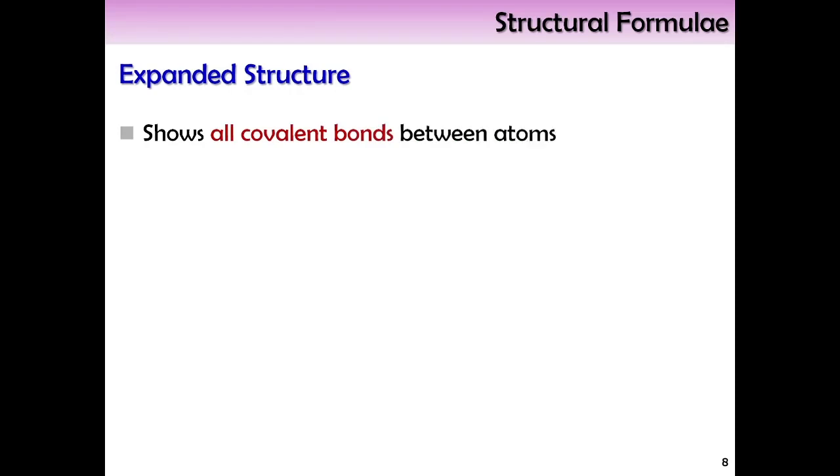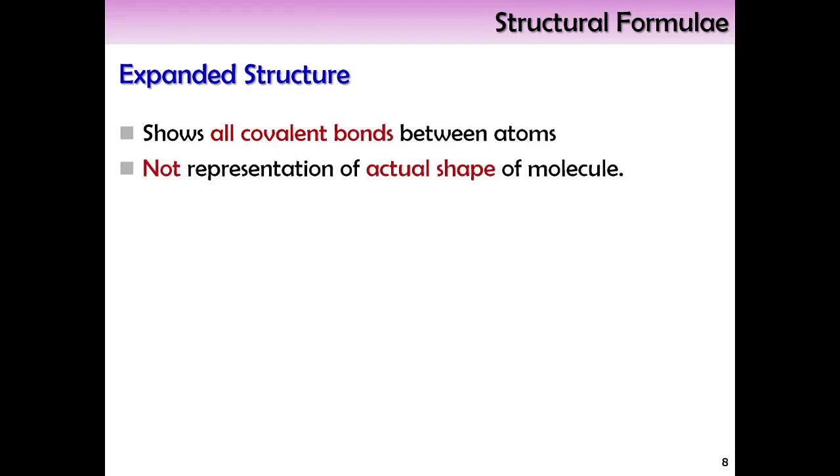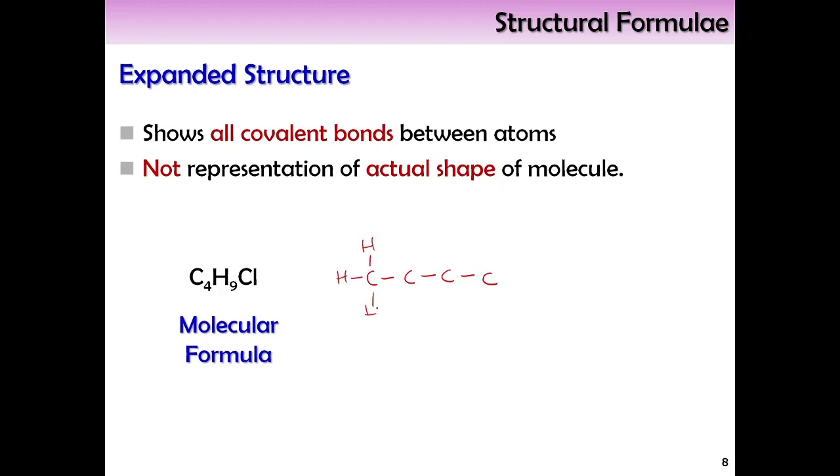Expanded structure shows all the covalent bonds between the atoms, not a representation of the actual shape of the molecule. Let's see, for example, this one. How can we draw expanded structure for this one? Molecular formula is given. So we can draw the structure: C4, so draw 4 carbon, and it can have hydrogen at this part. Remember there is also Cl. We can put Cl anywhere, maybe here, maybe this part, maybe at the end, as long as it is only one Cl that you want to add.